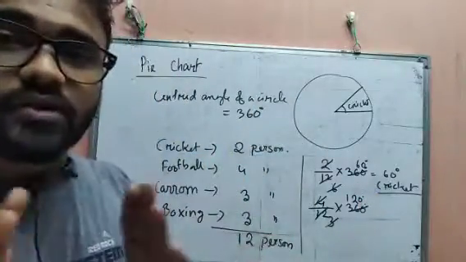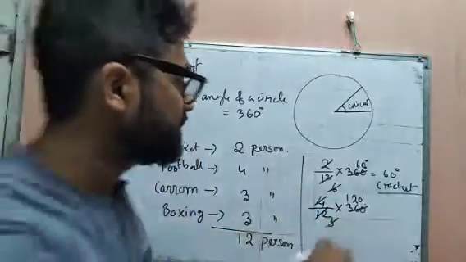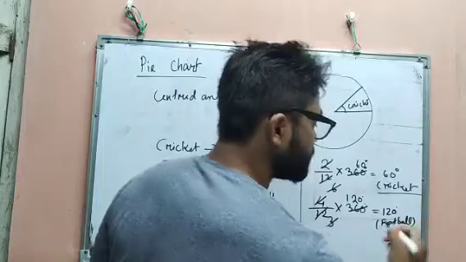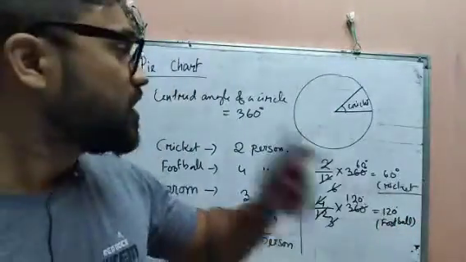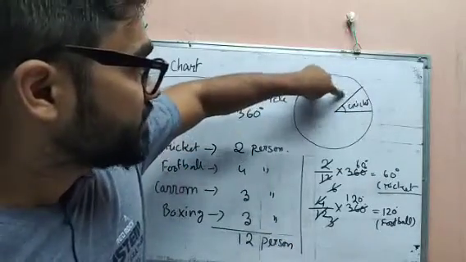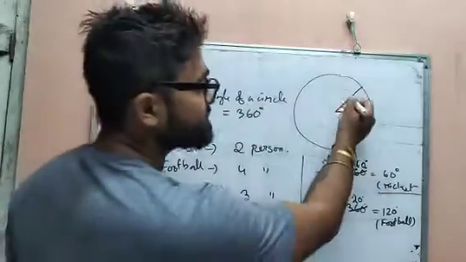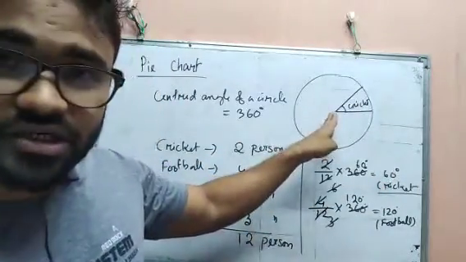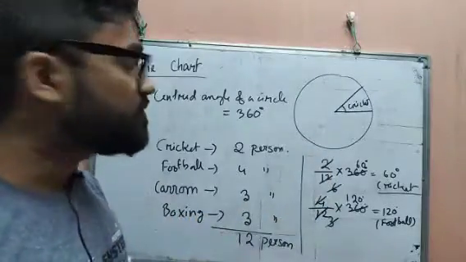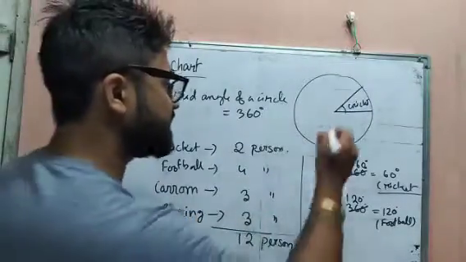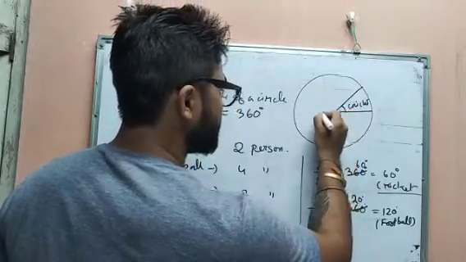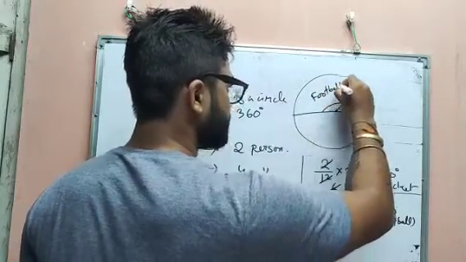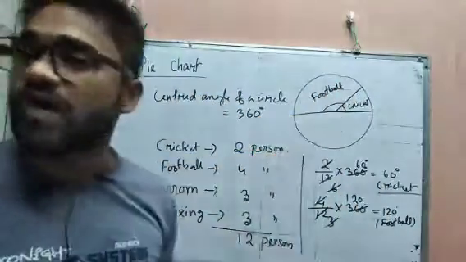So what will you do when you are going to draw the 120 degrees? This is 120 degrees for football. When you are going to represent this in the pie chart, you have to consider this last line as a base, and depending upon that base, you have to fix your protractor here and take the value of 120 degrees and measure it. Suppose you are getting it like that. This angle is for football. This is 60 degrees and this is 120 degrees.